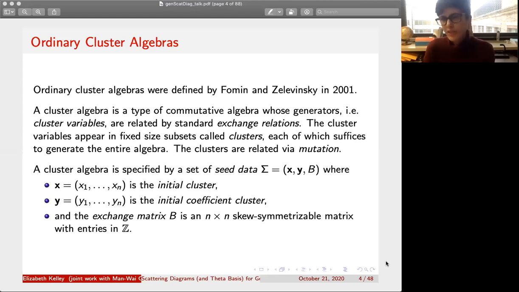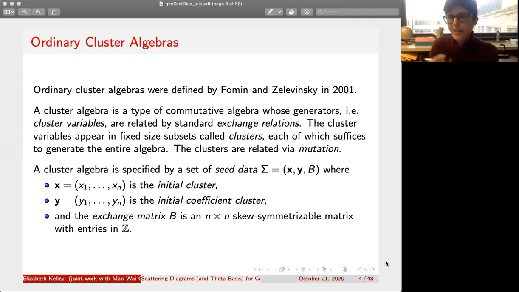So these exchange relations tell you how to write the remaining cluster variables or generators in terms of the ones you started with. And then you can sort of turn this crank and generate the rest of the algebra. So in some sense, it's even better than having an algebra where I can write down generators and relations, because I can tell you even less information about the algebra and still get everything.